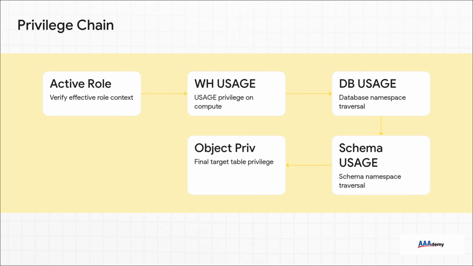A missing grant at any one of these 5 specific nodes instantly breaks your entire execution chain. You literally cannot skip steps, and you definitely can't assume a successful step 3 guarantees a successful step 4.